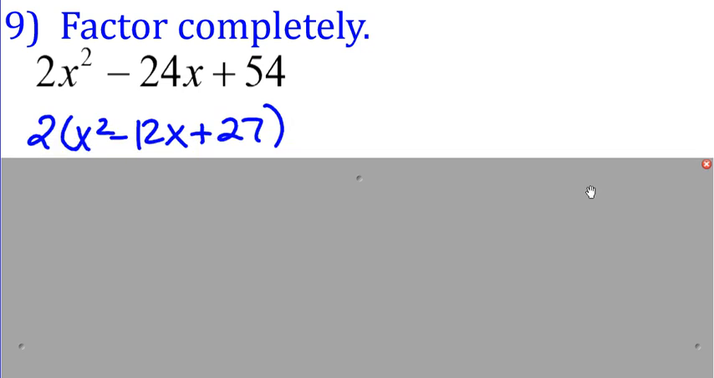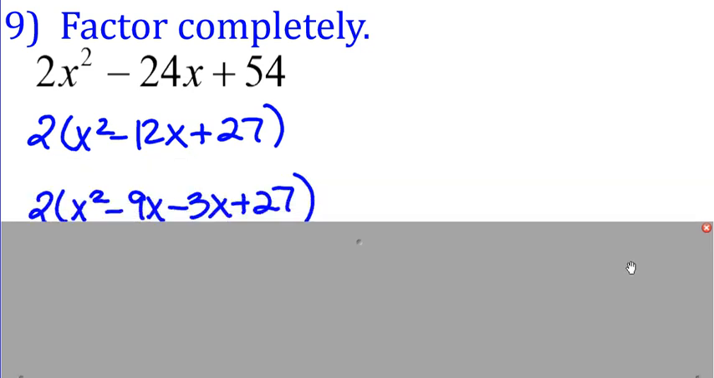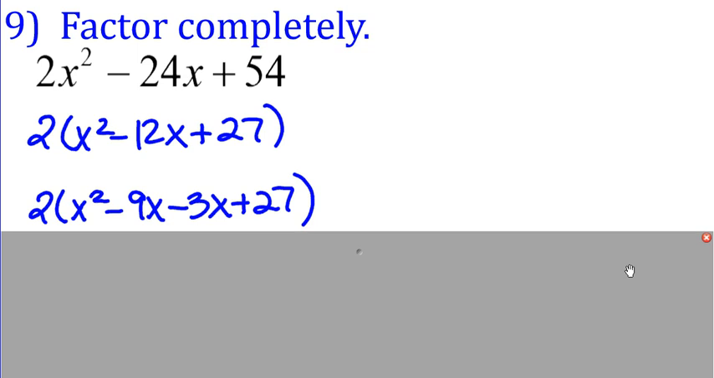And again, you want to ask yourselves, well, can we take this trinomial and write it with 4 terms? So take that leading coefficient times the constant. What times what gives us negative 27? What plus what gives us negative 12? I know a 9 and a 3 would make both of those work, and both of them would have to be negative. So I can rewrite it with my 4 terms: x squared minus 9x minus 3x plus 27.